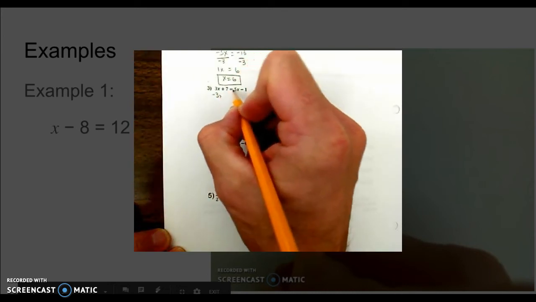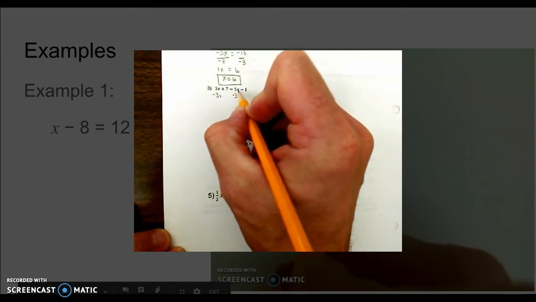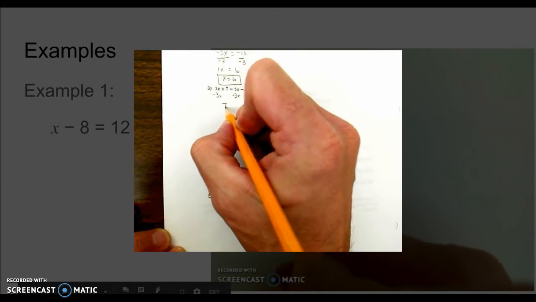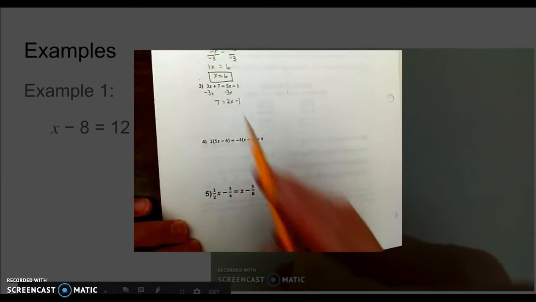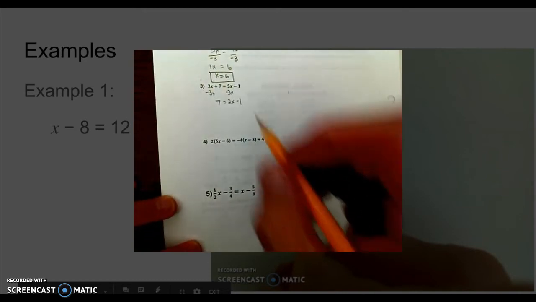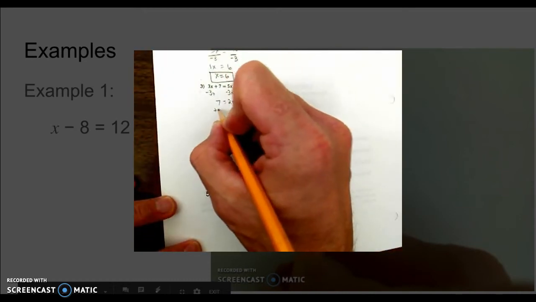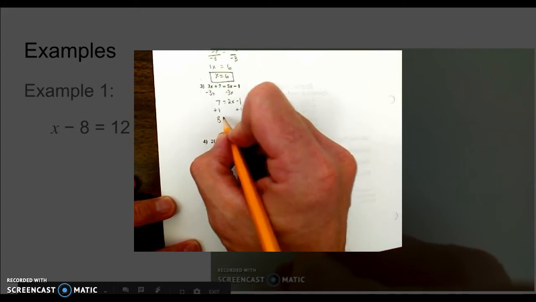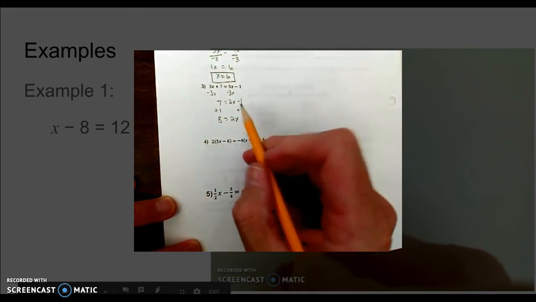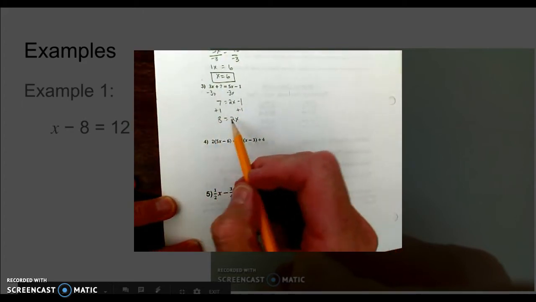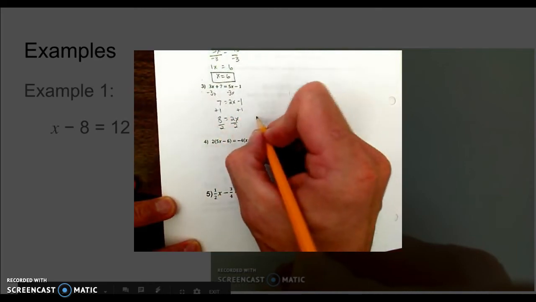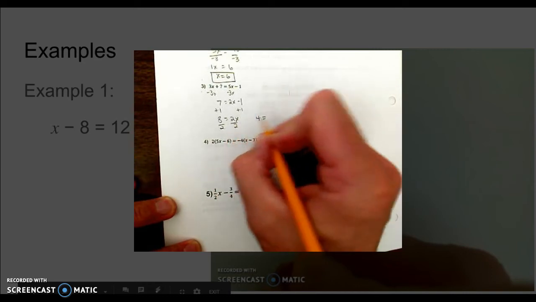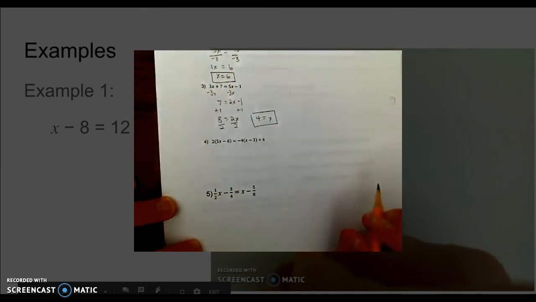Let's subtract 3x, because I'll end up with a positive coefficient. 5x minus 3x is 2x minus 1. It's going to look a little weird because my variable's on the right, but I can work with that. Now I'm going to add 1 to both sides. So negative 1, positive 1, that's 0. 8 equals 2x. Divide by 2, divide by 2. 8 divided by 2 is 4. So x equals 4.